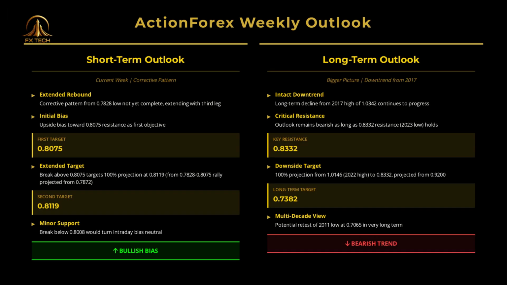Looking at the bigger picture, ActionForex emphasizes that the long-term downtrend from the 2017 high of 1.0342 remains intact. The outlook stays bearish as long as the 0.8332 resistance level holds. Their ultimate downside target sits at 0.7382, with a potential retest of the 2011 low at 0.7065 in the very long term.